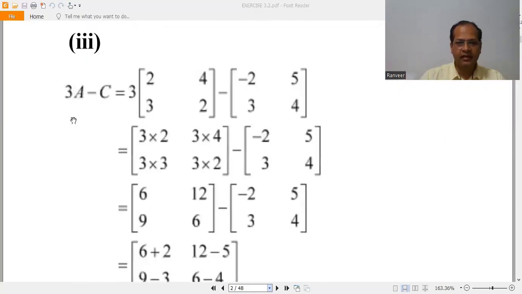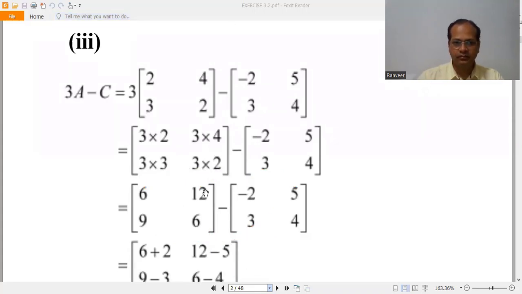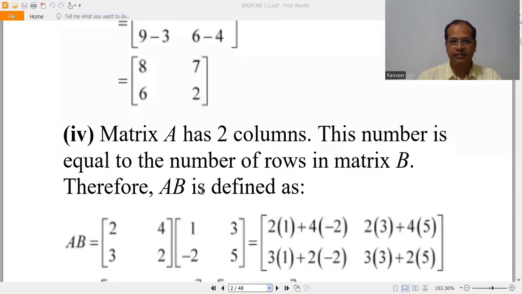Third, 3A minus C. First of all, in A, we have to multiply by 3. So 3 into this value minus C. When we multiply any matrix by a scalar number, every element is multiplied, which gives the values 6, 3 into 4, 3 into 3, 3 into 2. After that, 6 minus minus 2, 12 minus 5, 9 minus 6, 6 minus 4, and we get the result. This is very, very easy actually.